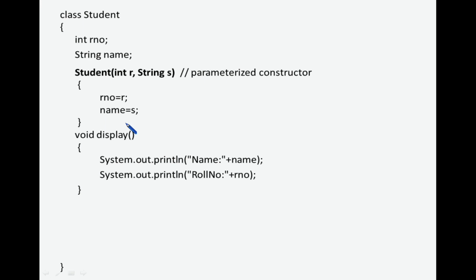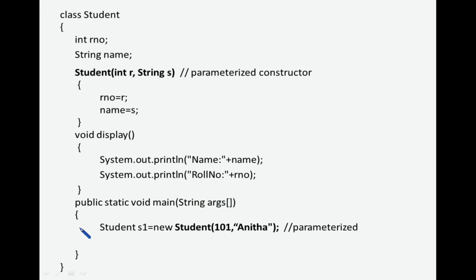Next we are going to display the values which are stored in this name and roll number by using system.out.println methods. Now we are going to define our main method. Public static void main. For main, what is the argument? Array of string objects. Now we are going to create an object. Then only this parameterized constructor will be invoked.